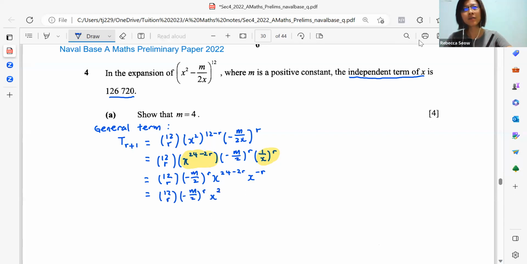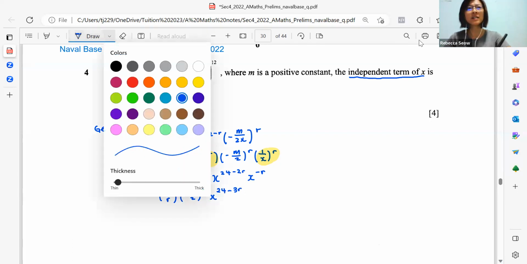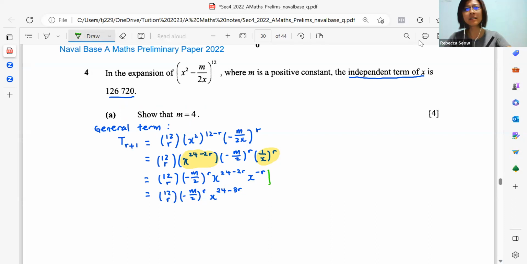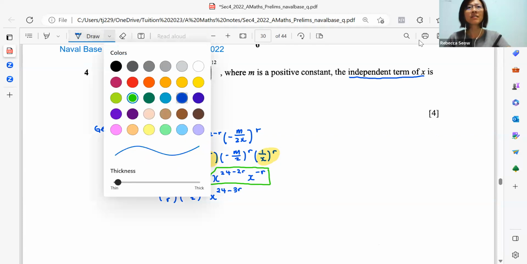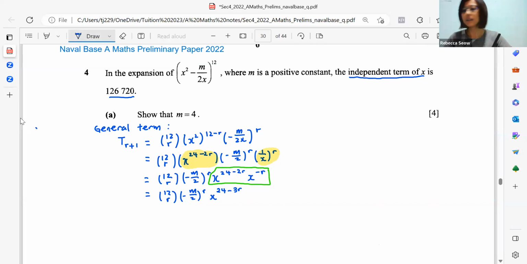X to the power of 24 − 3r. So what I've done is combine these two portions of the entire expression. From here, let's move on to the next part. The question says that the term independent of x is given. So when we consider the term independent of x, it means that the power of x must be 0.